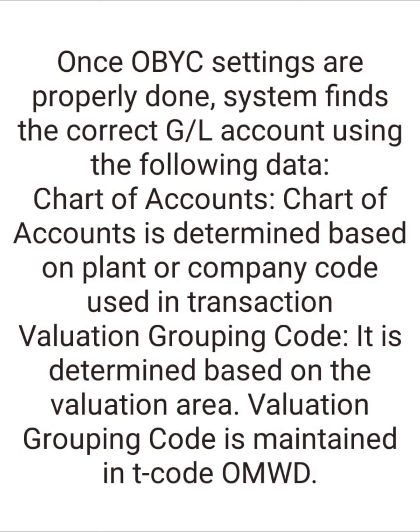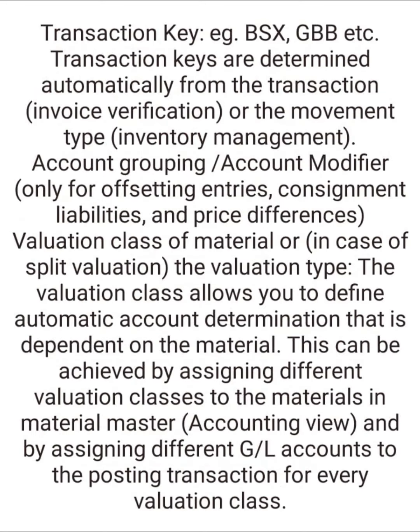Valuation grouping code. It is determined based on the valuation area. Valuation grouping code is maintained in T-code OMWD. Transaction key, e.g. BSX, GBB, etc. Transaction keys are determined automatically from the transaction, invoice verification, or the movement type, inventory management.